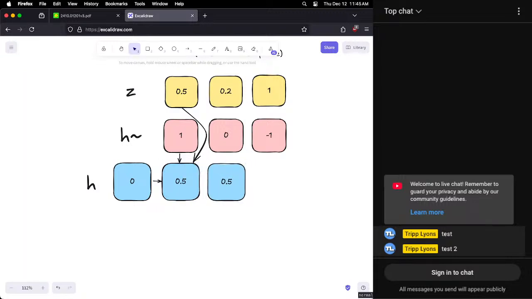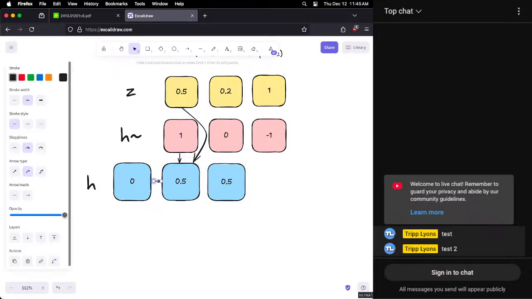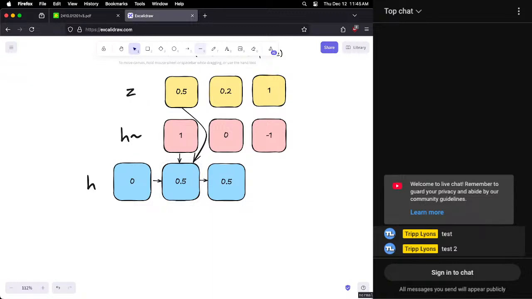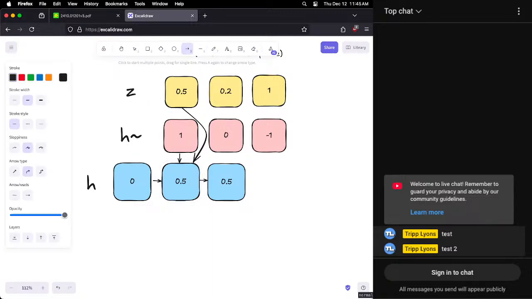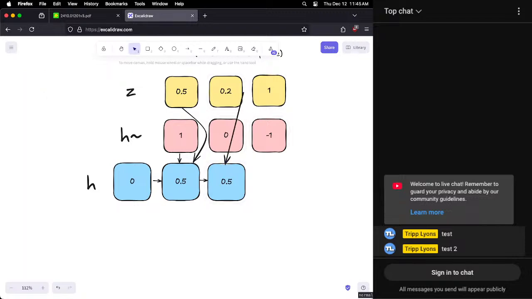Okay. And then we could do the similar thing here. This is going to be here.